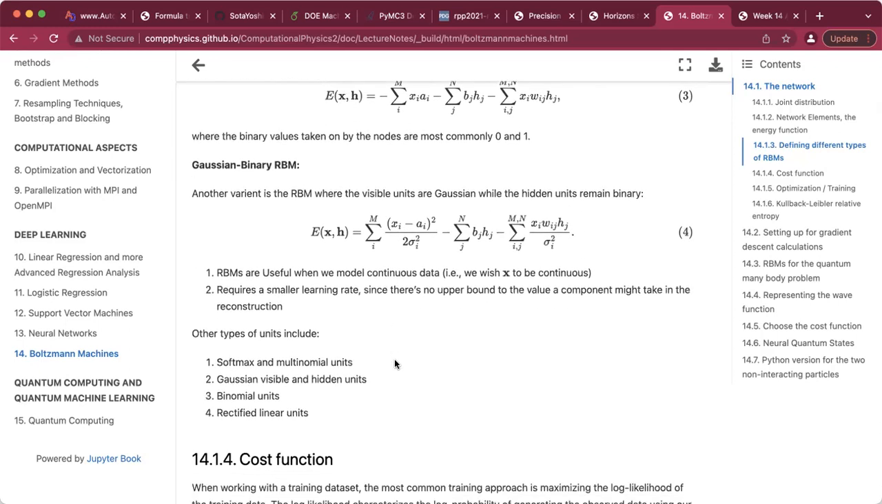When you're dealing with the Boltzmann machines, and this is something we can come back to, you can also use other types of units here. So you can have softmax and multinomial units, Gaussian visible and hidden units, and many other ways to represent this function E.